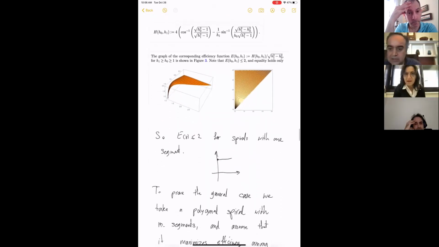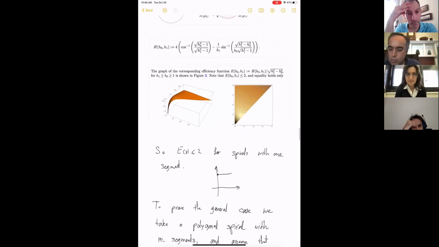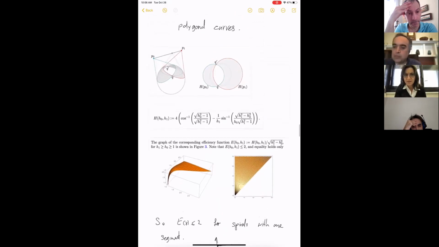Sorry, Mohammed. Maybe I'm a little bit lost. What are H0 and H1? These are the heights of the points P0 and P1. So these are the initial and final heights of your line segment.